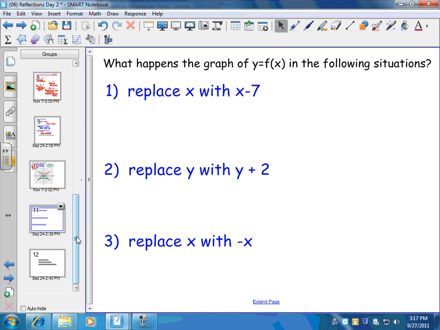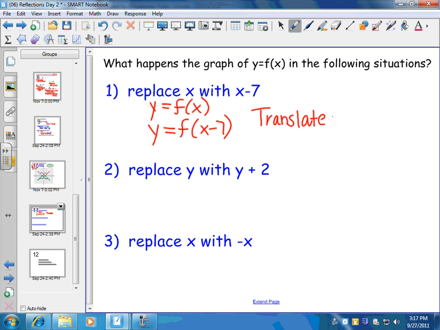So the last piece: what happens to the graph of y equals f of x in the following situations? What happens to the graph when I replace x with x minus 7? Well, if I have y equals f of x, and I replace x with x minus 7, what happens? I can tell right away that it's going to be translated. It's inside the function, so it's the opposite, or counterintuitive. So it's going to be translated right 7.